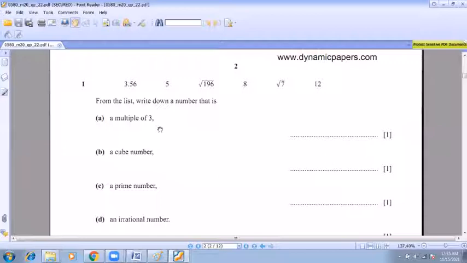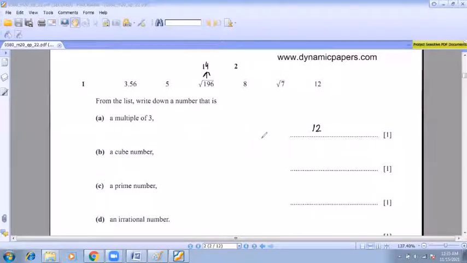So multiple of 3 is easy. Of course, the first one is a decimal, the second one cannot be a multiple of 3, and this is a square root number. If you simplify it, it gives you 14. 8 is an even number, it's not a multiple of 3, and this is a prime number in square root form. So lastly 12, we have a number which is a multiple of 3. So here we can write 12.